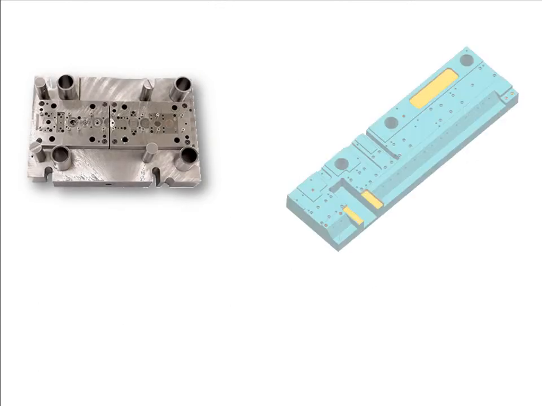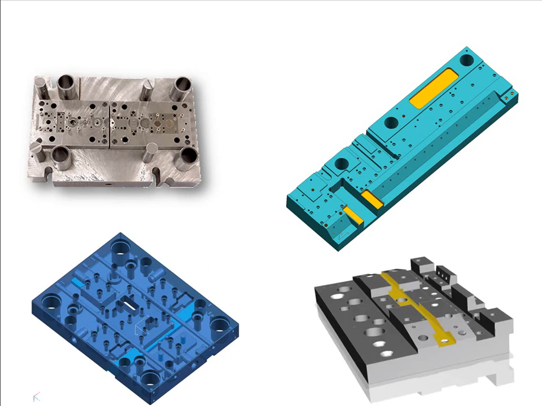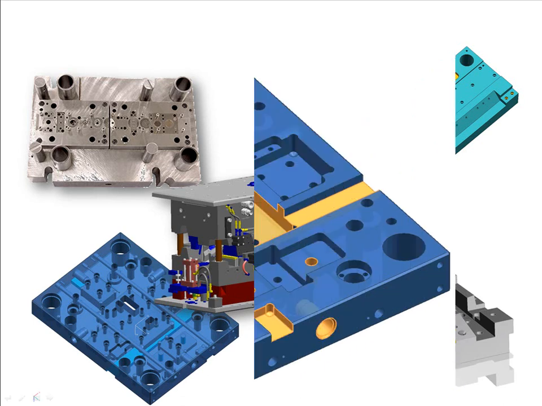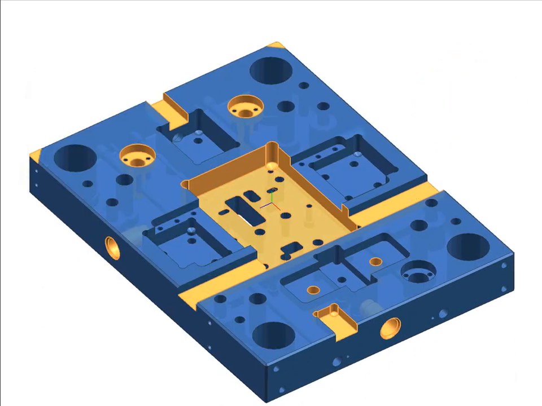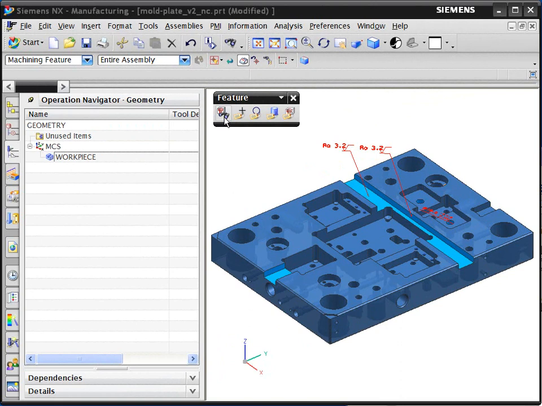Mold and die tooling structures are typical examples where parts can have many similar features, such as holes and slots. Let's take a look at this mold plate that has many slots, pockets, holes, and corner notch features that need to be programmed and machined. The first step in the process is for the system to recognize the machining features.